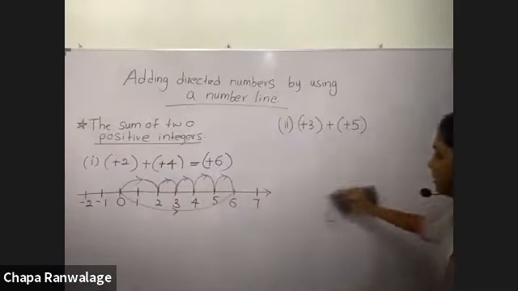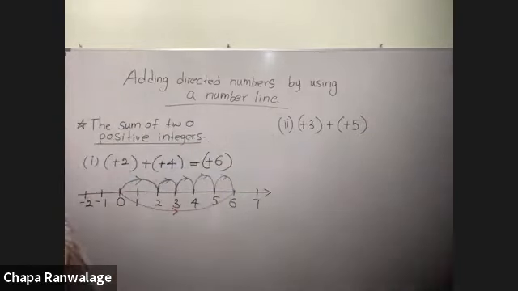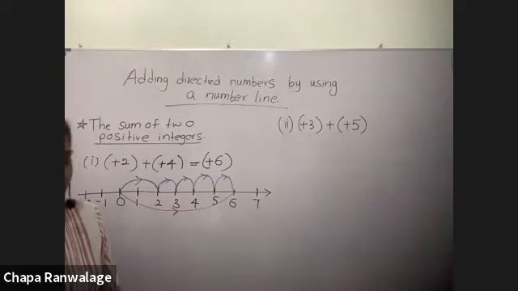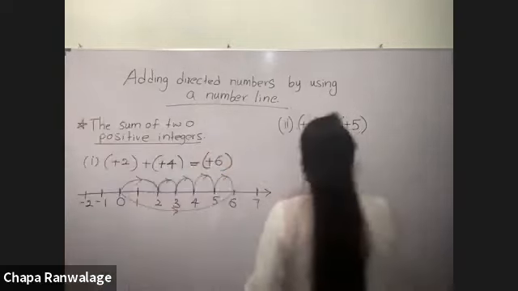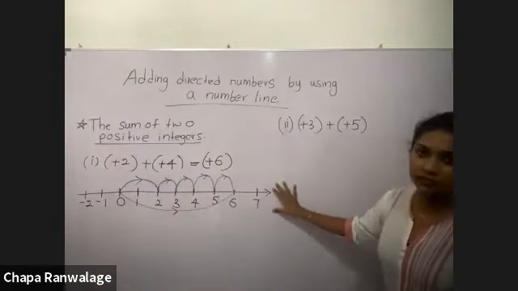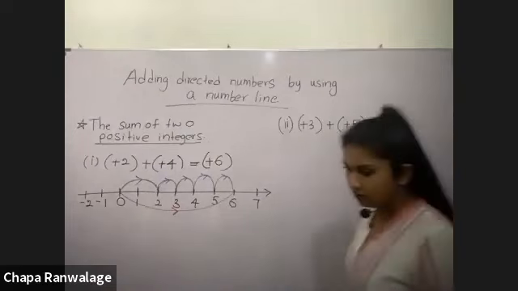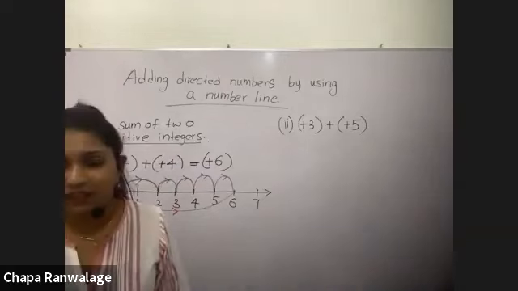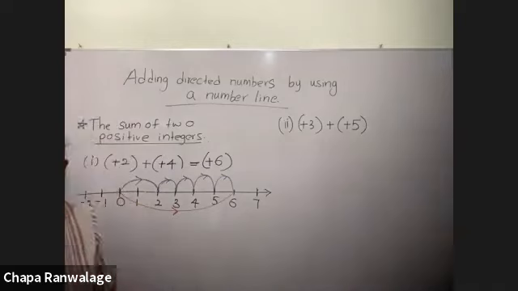Now try to find your answer using the number line. Hurry up. Raise your hand when you are finished. Madam, writing? Yes. Write this down and find the answer for this sum using the number line. Teacher, I got it, the answer. Okay, raise hand if you got the answer. 14 students have finished. 15, okay. Hurry up, others.